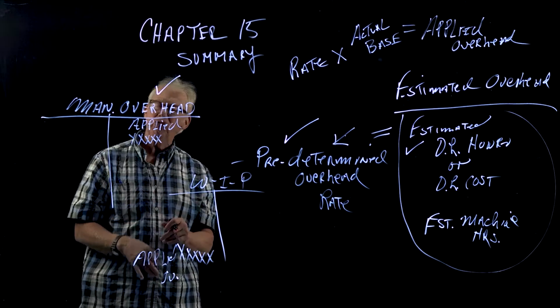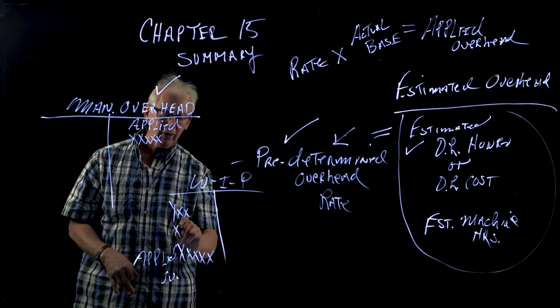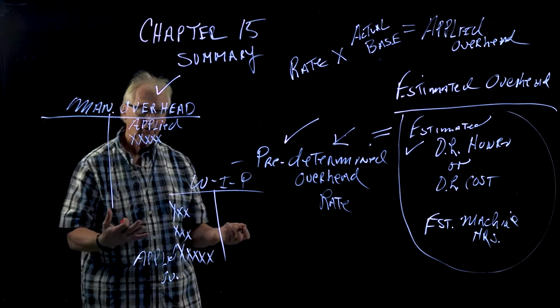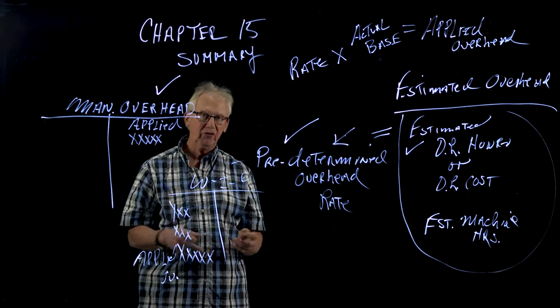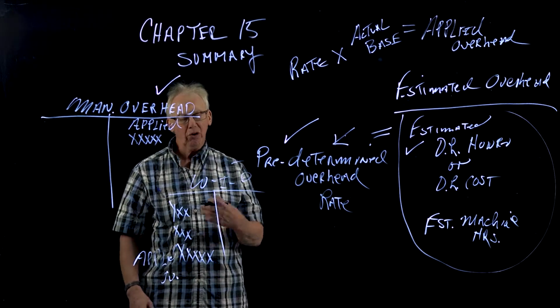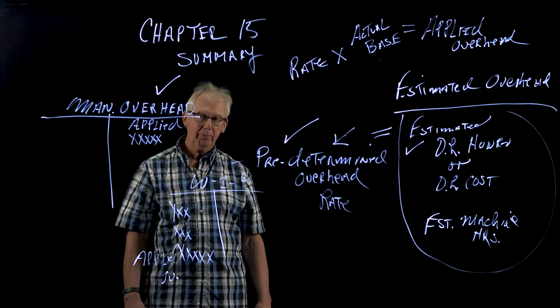Now, what's the rest that goes in work in process? The same things you learned in Chapter 14. Direct materials, direct labor, and applied overhead. The only difference from this chapter compared to Chapter 14, now we're applying overhead, where in Chapter 14, we were just given an overhead amount.